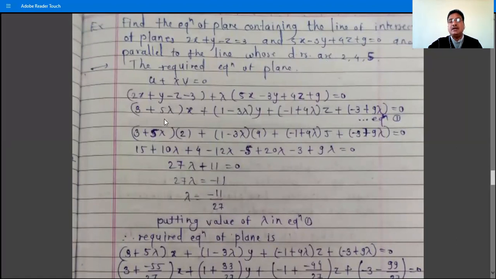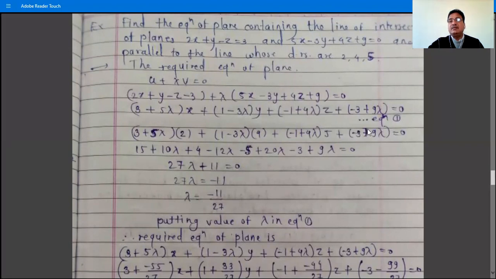Therefore, since the plane star is parallel to the line whose direction ratios are 2, 4, 5, we have: (3 or 2 plus 5 lambda) into 2, these are the direction ratios of the line, then (1 minus 3 lambda) into 4, plus (minus 1 plus 4 lambda) into 5, is equal to 0. Don't write this: minus 3 plus 9 lambda is equal to 0.